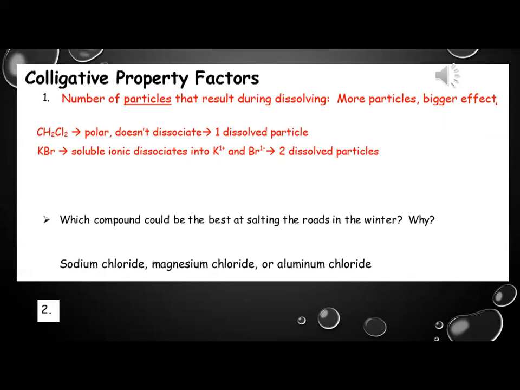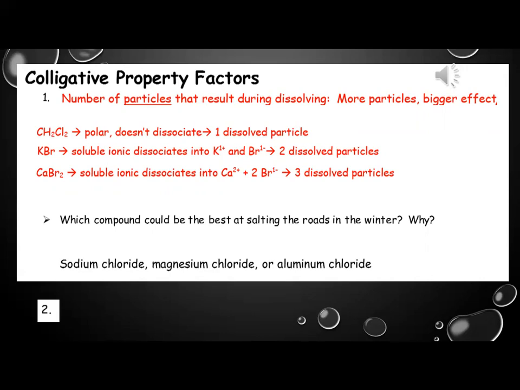If we look even further, something like calcium bromide, now that formula, CaBr2, shows us that we're going to have it dissolve into 3 particles because it ionizes as well. We're going to get 1 Ca2 plus cation and 2 Br1 minus anions dissolving for a total of 3 dissolved particles. That means CaBr2 is going to have an even bigger effect than the other 2 examples we went over.